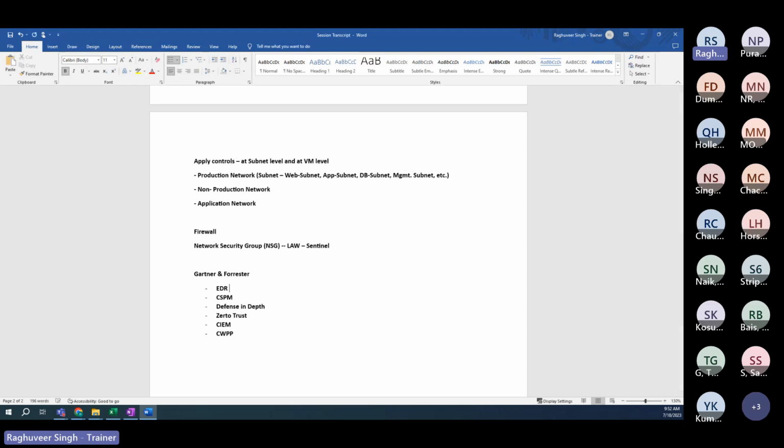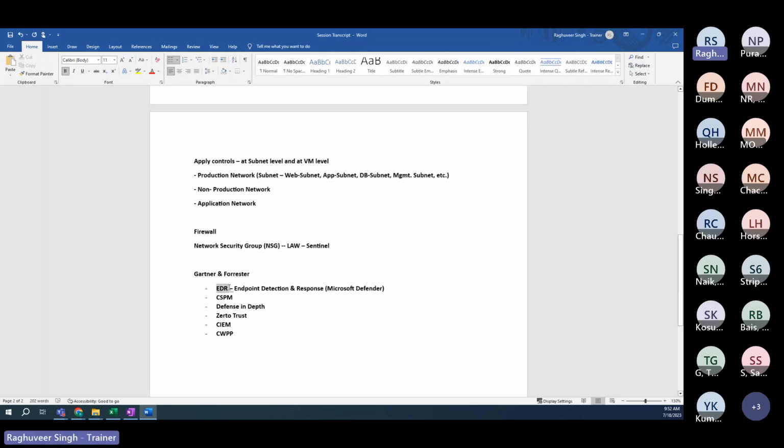So EDR stands for endpoint detection and response. Now, in the Microsoft world, the EDR is Microsoft Defender. Don't call it Windows Defender, call it Microsoft Defender. So that's the EDR solution in the Microsoft world. Now, what is this EDR solution? It is nothing but an antivirus. It is nothing but an anti-malware. It is nothing but an anti-spyware. That's what these solutions are.